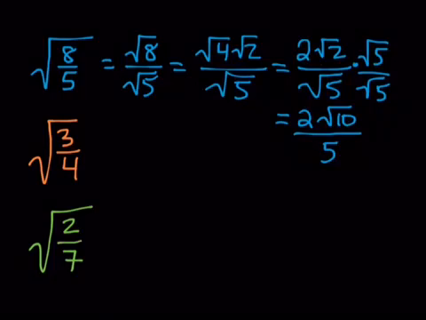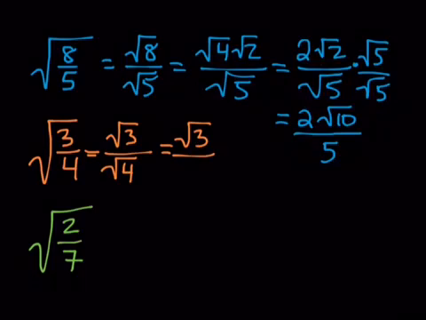Next example, square root 3/4. So same thing, I'm going to write this as square root 3 over square root 4. And then square root 3 is fully simplified. There are no perfect squares in 3, right, since 3 is a prime number. And then square root 4, this one's pretty nice. That works out to be 2. And now I don't have a square root in the denominator. All right, so this one is fully simplified.